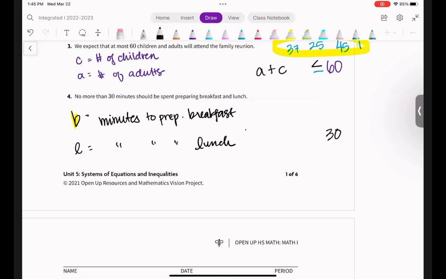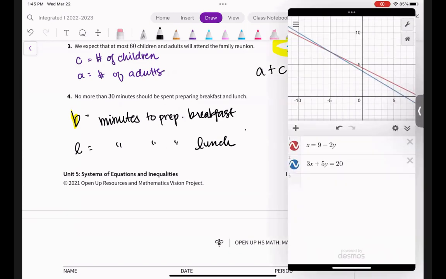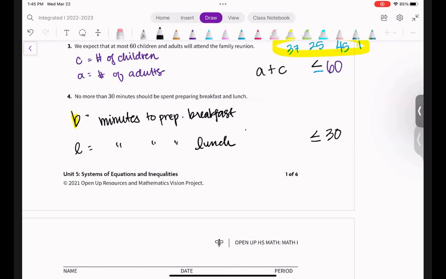Okay, no more than. Someone said, Miss Johnson, the one that I want to use is less than or equal to. Do you agree with that? Do you agree that it's less than or equal to? Yes? No? Yes, very good. Why does it have to be that? Because they said no more than.